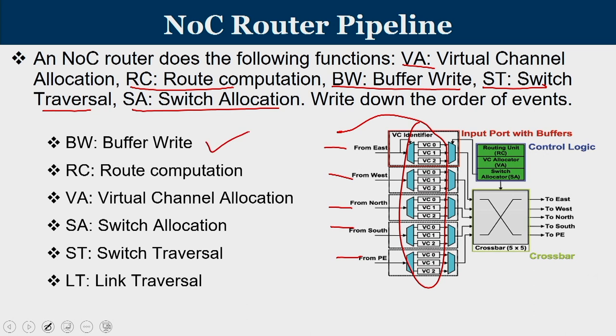In every cycle, the flits that are residing inside the buffers are being routed. So, you apply the corresponding routing algorithm to find out the desired output port. So, route computation is the second operation.